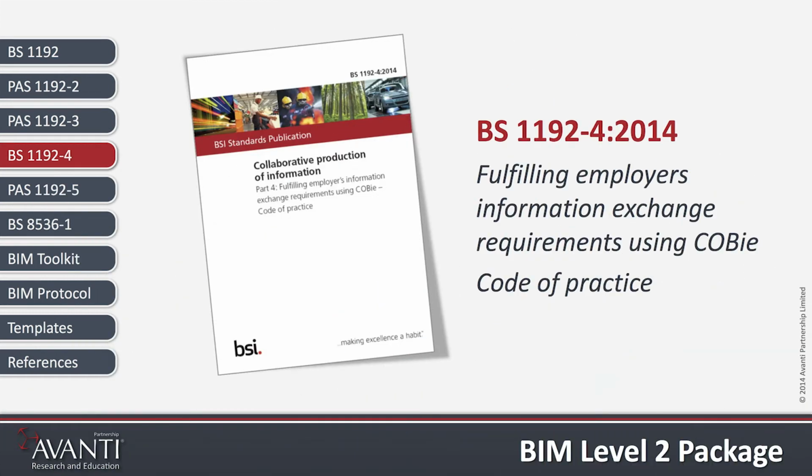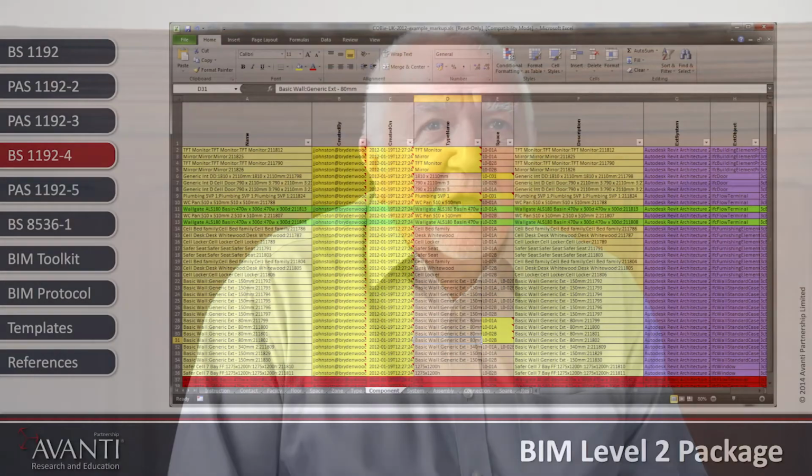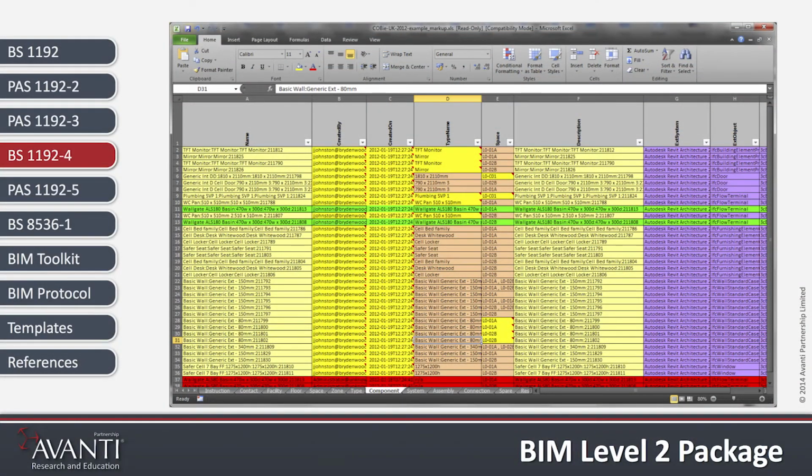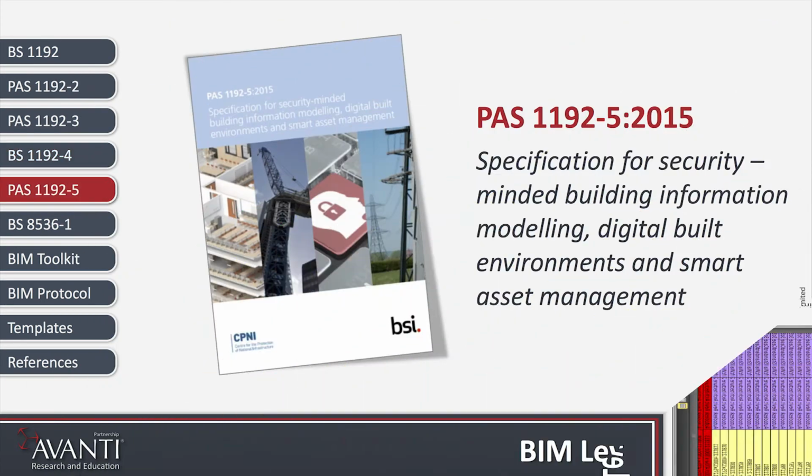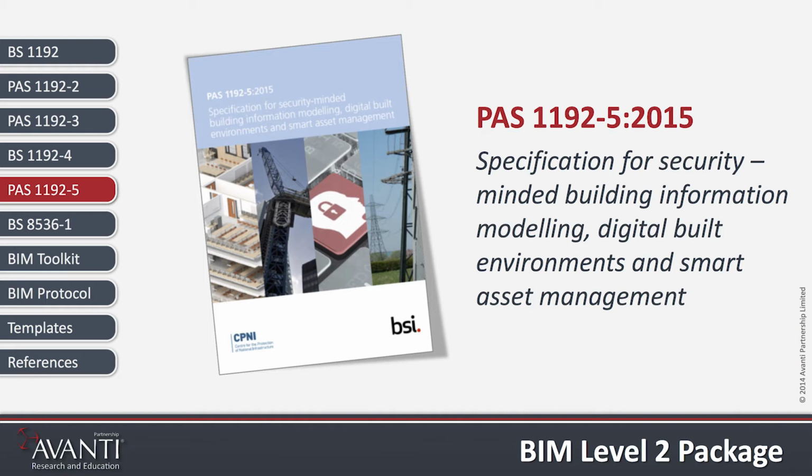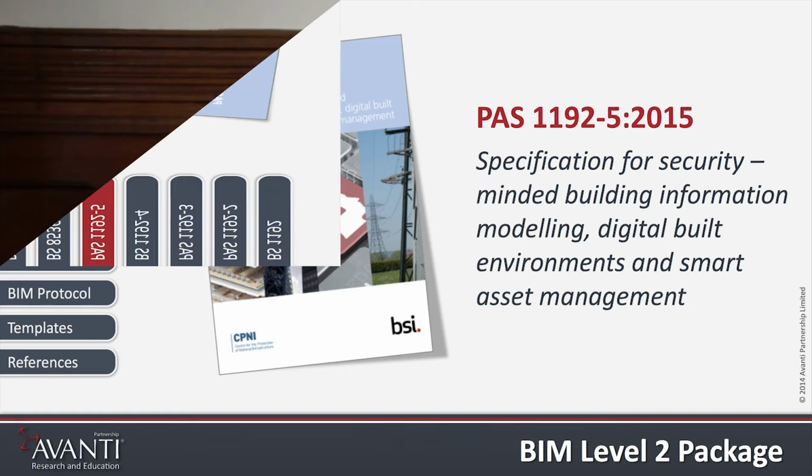BS 1192 Part 4, COBie, is looking at the way in which we deliver that information to the teams, the simplest way in which we can structure the information and to deliver it in a digital form. That is laid out in this particular document. And it is based around a spreadsheet of which there are a number of tabs and templates, which shows what information needs to be delivered, when it needs to be delivered, and who is going to deliver it during the process.